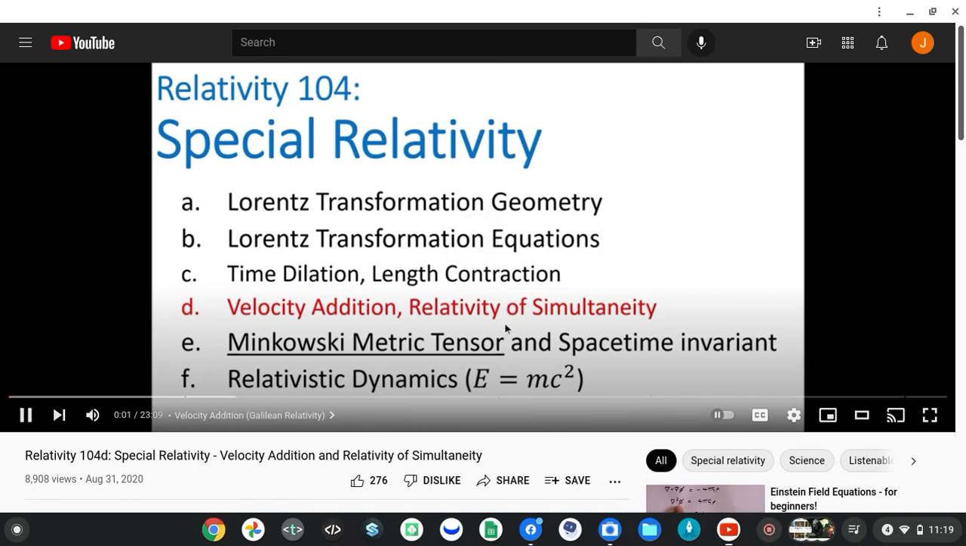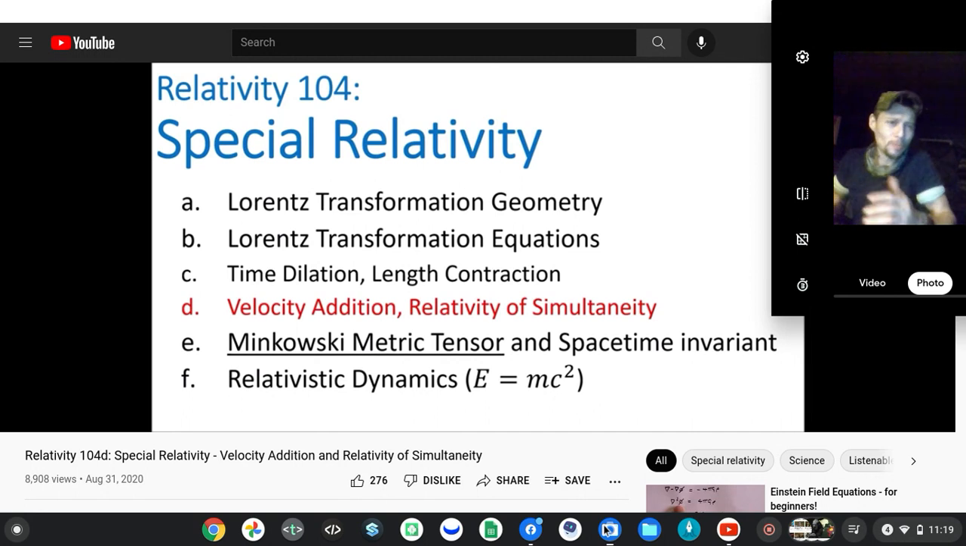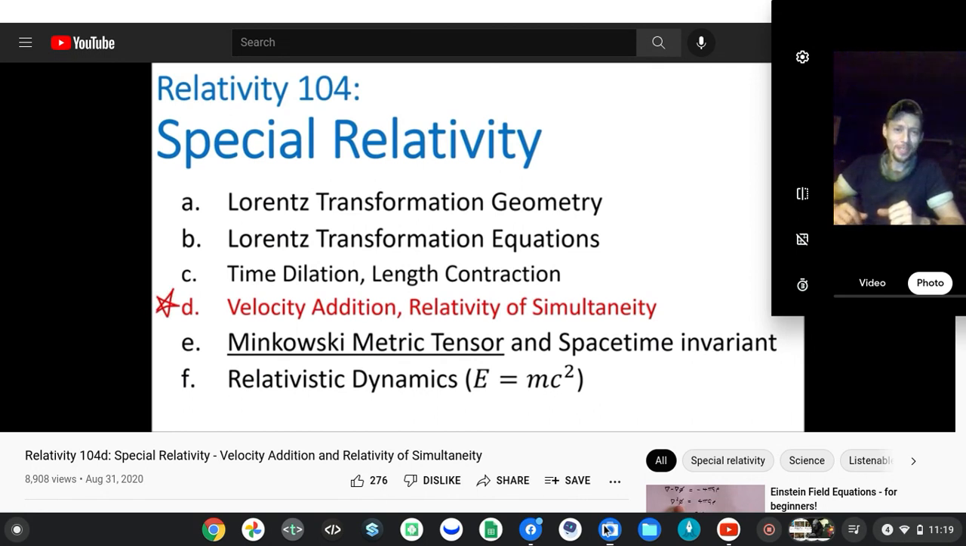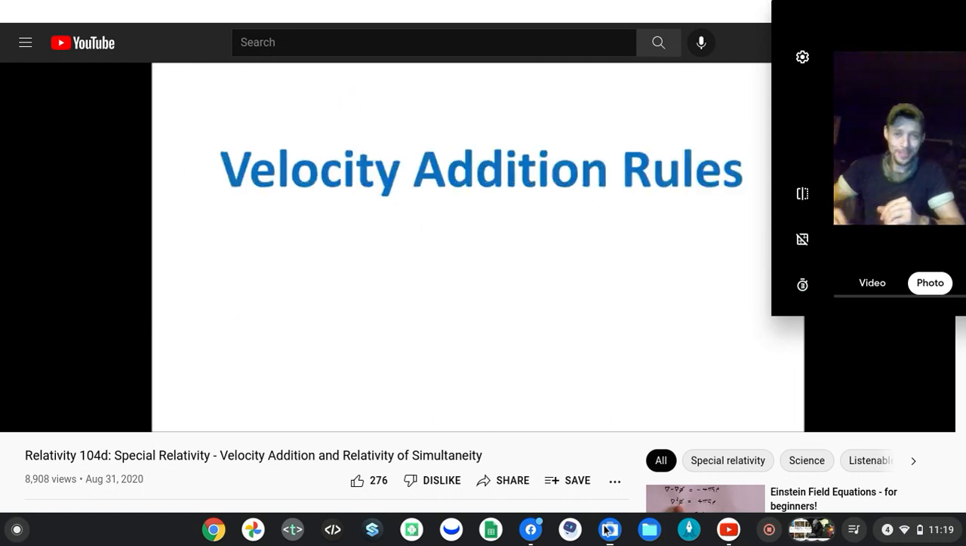In this video, we'll see how the Lorentz transformations can be used to understand velocity addition and the relativity of simultaneity in special relativity. Let's start with how velocity addition works in special relativity.